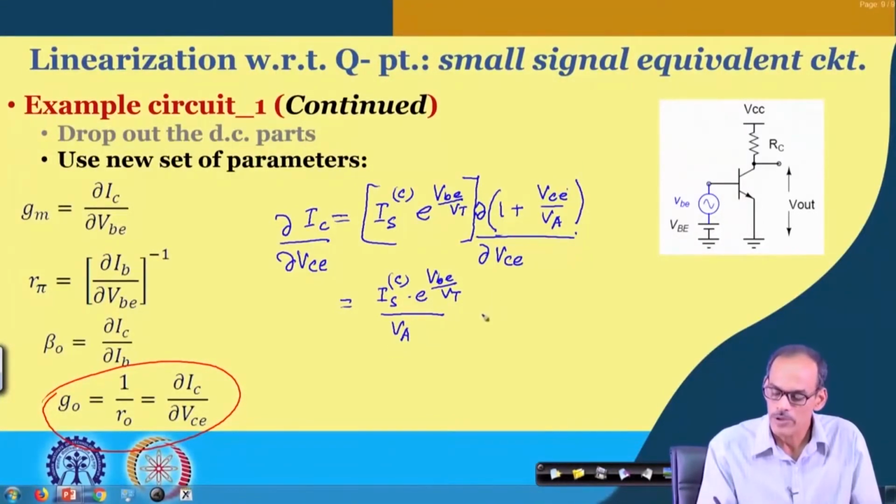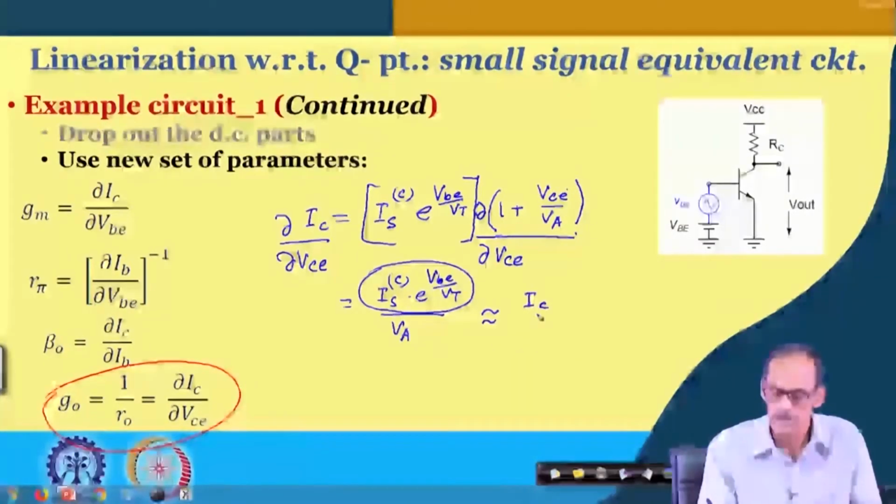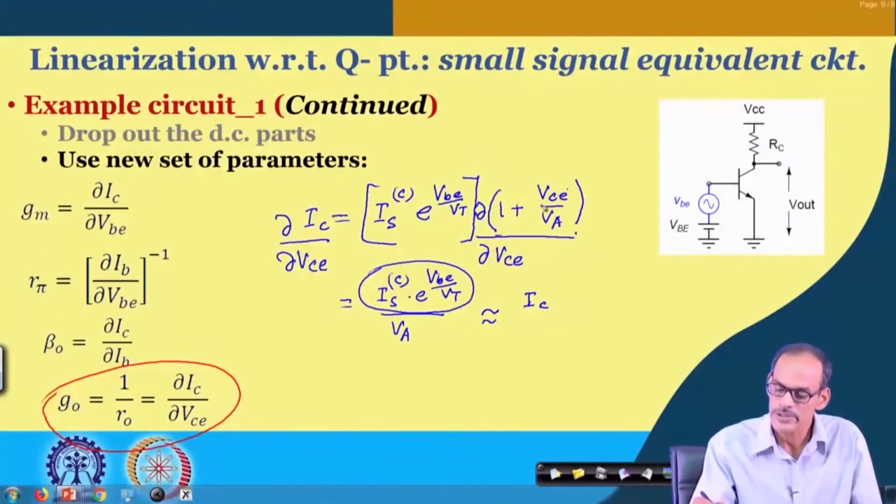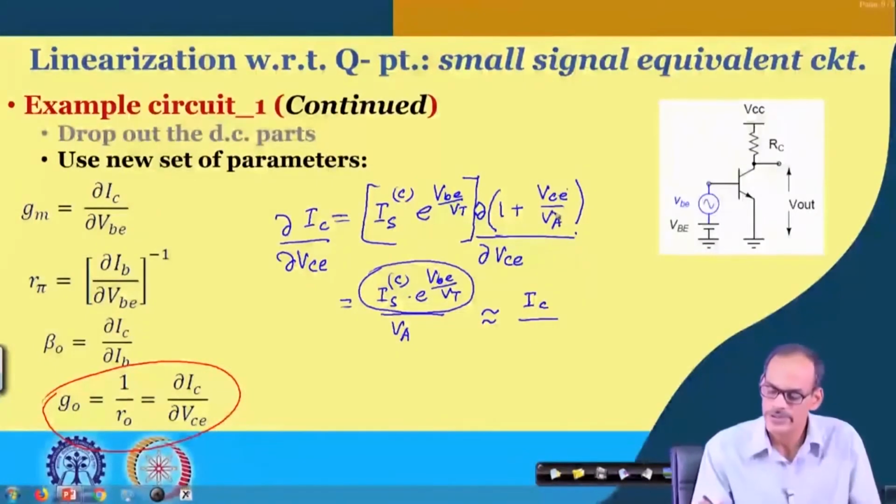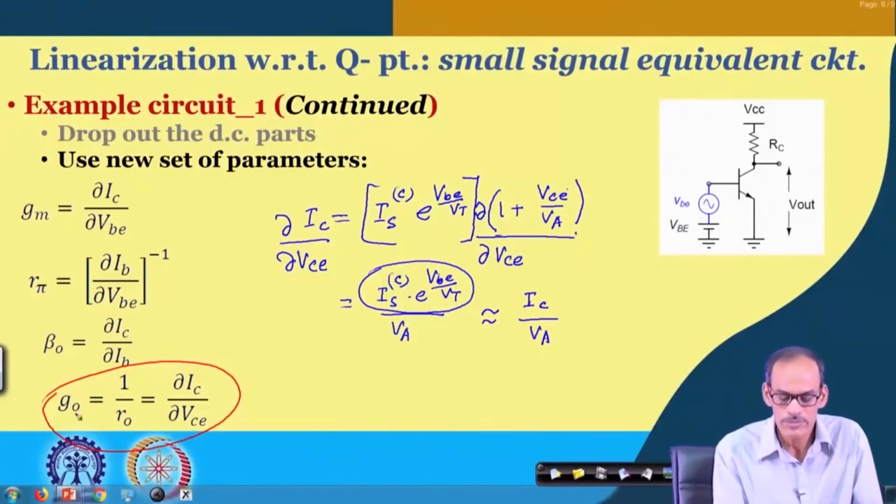Now, we may approximate this whole thing by the collector current I_C. Of course, the collector current has this part, but since this part is appearing as is, we may say that this part is very small compared to 1. Only while taking the derivative, we consider this part, and then this part is I_C and this is V_A. So, the expression of g_o is basically I_C divided by V_A.